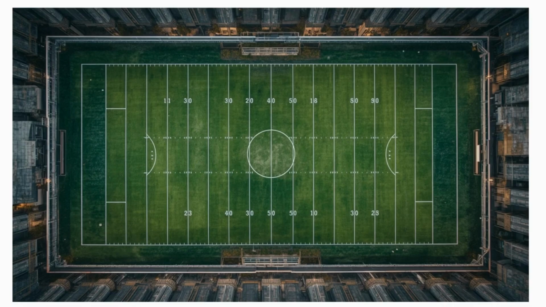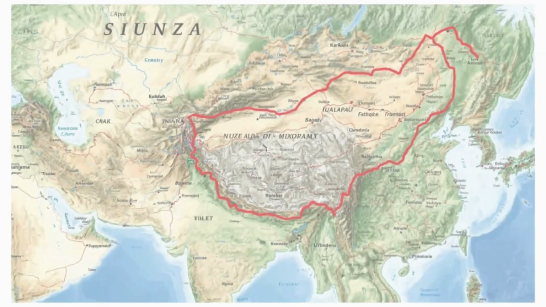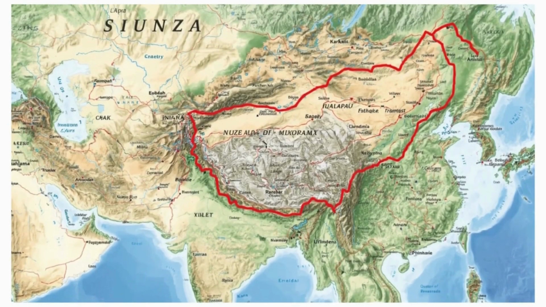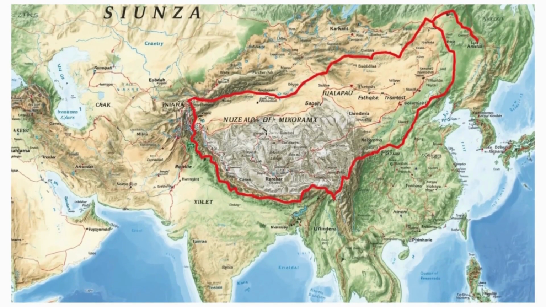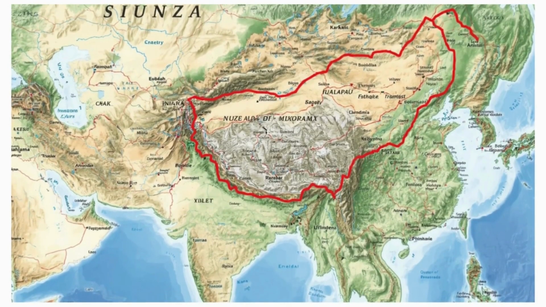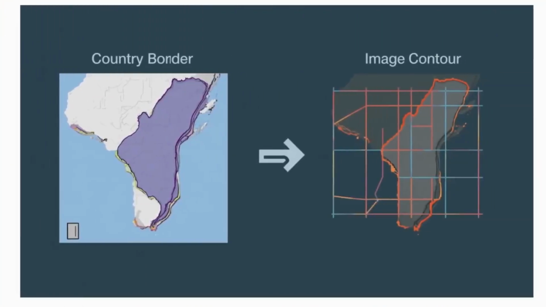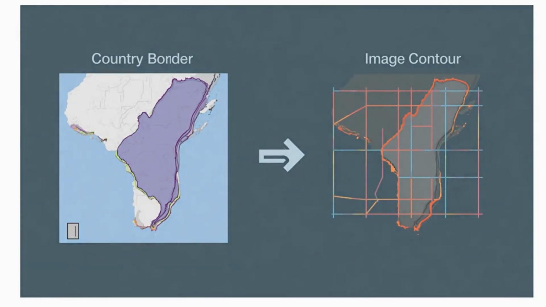Another analogy is, imagine a country on a map. How do you know where the country ends or starts? Its border. The border is its contour. The land side may contain rivers, cities, forests, and mountains, but the contour only describes the outer boundary. An image works the same way.